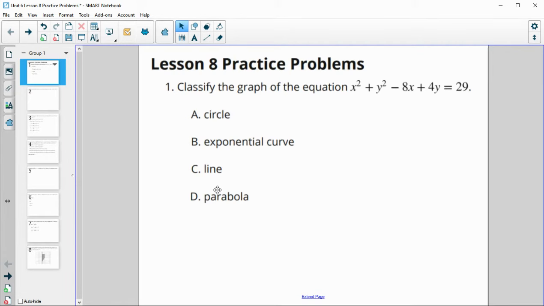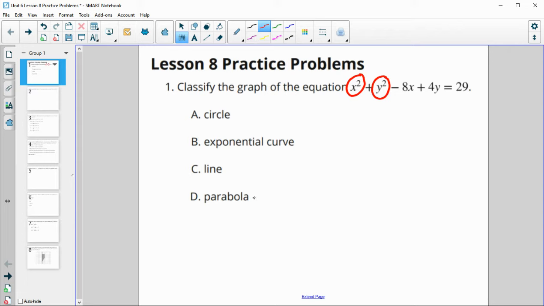Let's look at the Unit 6, Lesson 8 practice problems. Number 1 asks us to classify the graph of this equation. So we want to take a look at it and see if we can recognize any features that would help us distinguish between these. One thing that hopefully pops out immediately is that you have an x squared term and you have a y squared term.